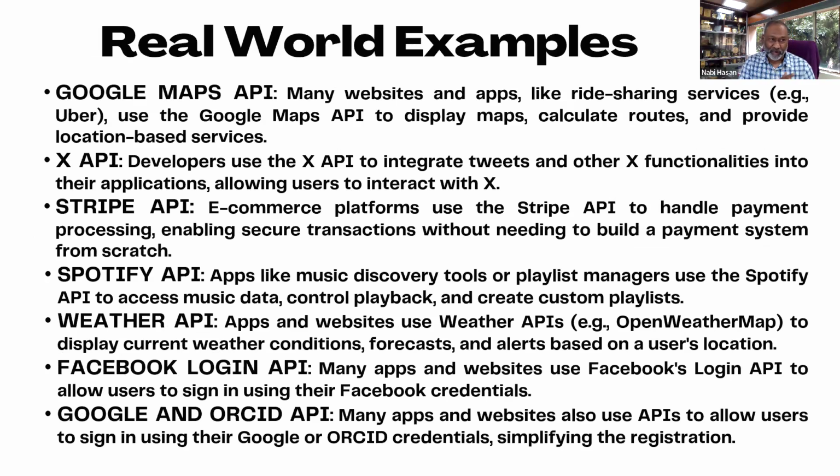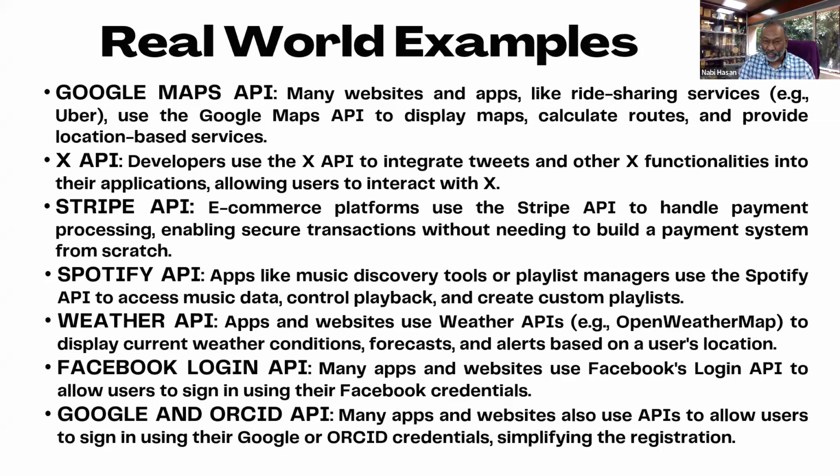If we see the real world examples, for example, Uber or Ola, these use Google Maps with the help of APIs for displaying the maps, calculating routes, or providing location-based services. In the same way, Twitter or X developers use the X API to integrate tweets and other X functionalities. The Stripe API is being used by e-commerce platforms to handle payments or to enable secure transactions.